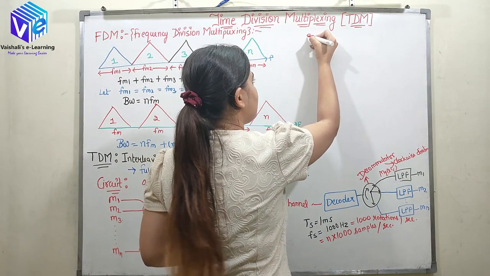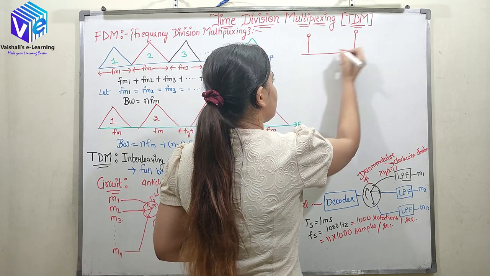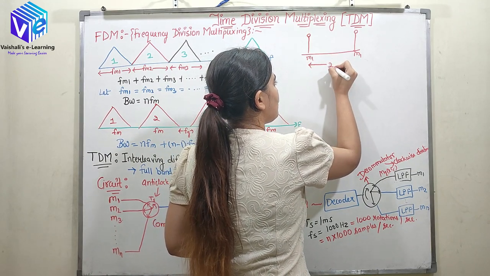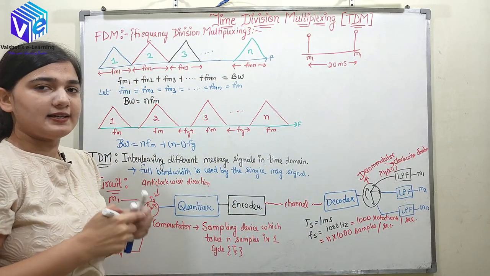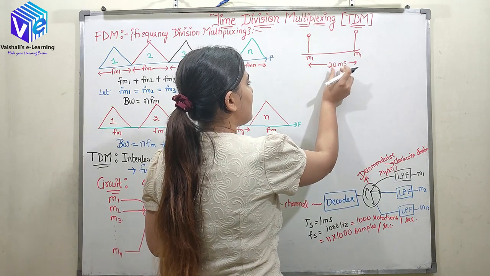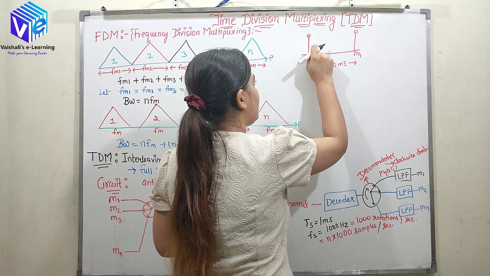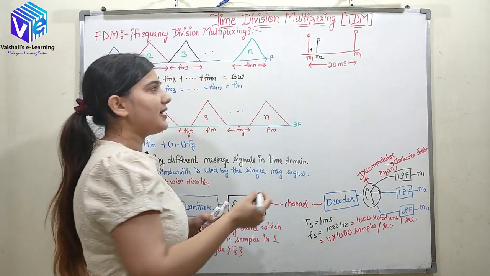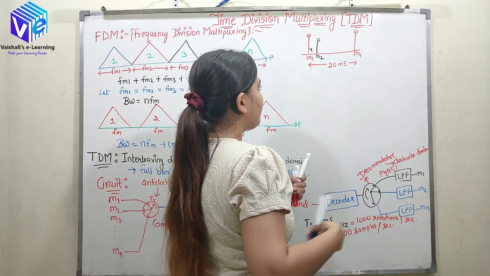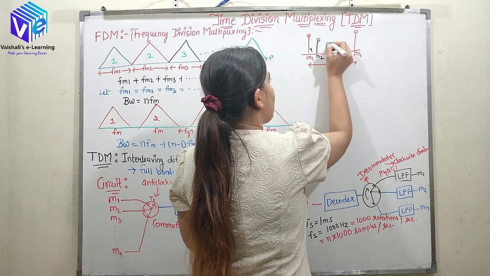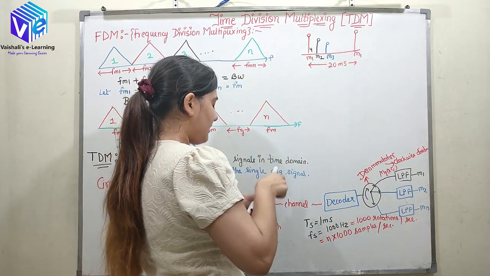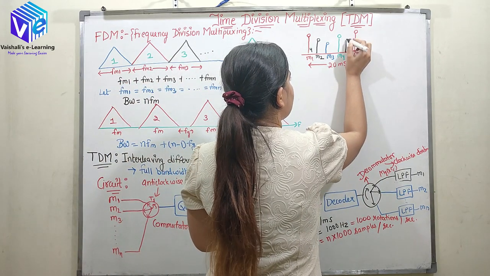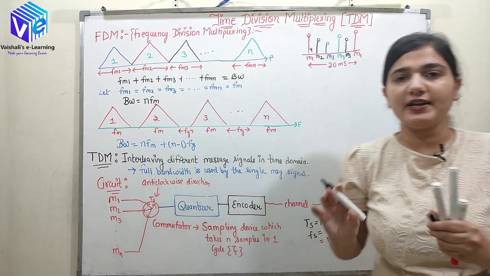So here if I have the first symbol and the second symbol, this is my M1 message, this is also my message 1. Let's suppose we have a gap of 20 milliseconds between the two message signal samples. Now if I divide this 20 milliseconds into 4 milliseconds, I take the second message sample after 4 milliseconds, so this is my M2. Again after 4 milliseconds I'll take the M3 sample, again after 4 milliseconds the M4 sample, then the M5 sample after 4 milliseconds, and after that again M1, and this will keep on rotating.